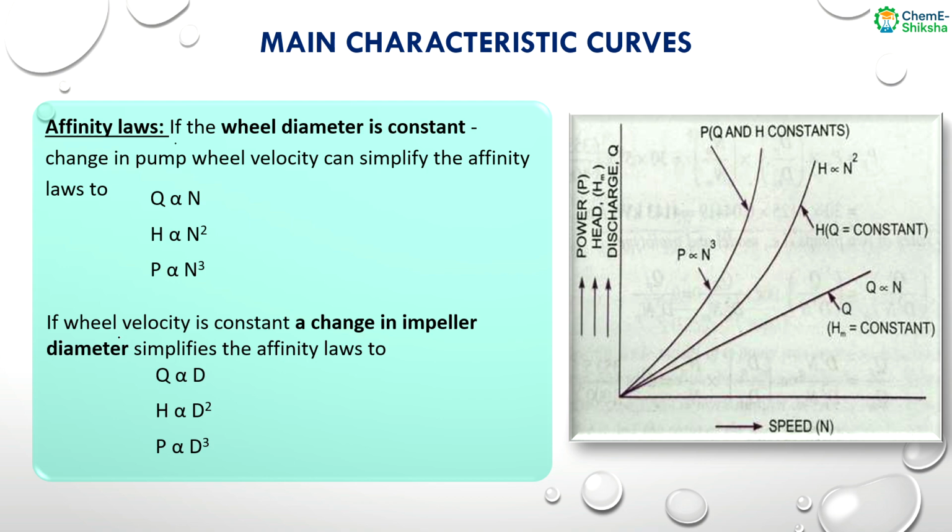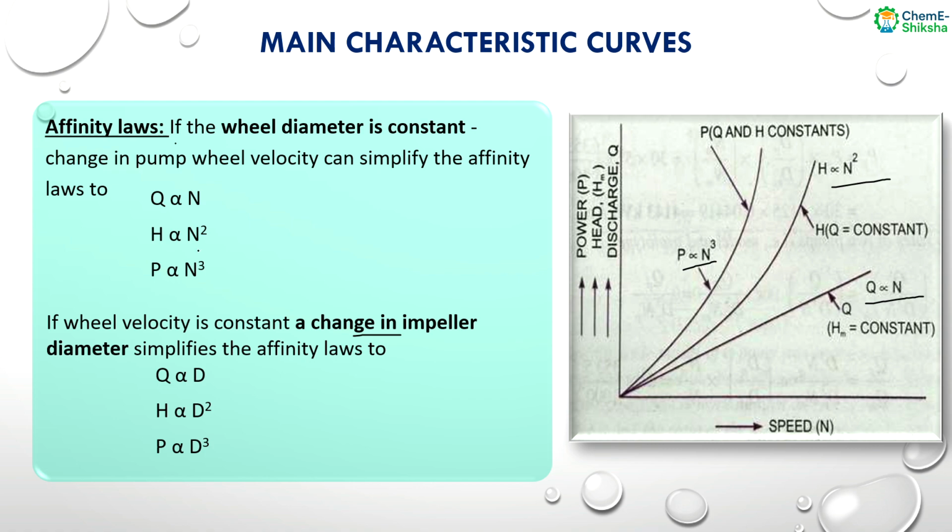Similarly, when N, the wheel velocity, is constant, how the impeller diameter D is affecting all these three things: Q, the flow rate, is proportional to D, H, the head, is proportional to D square, and P, the power consumption, is proportional to D cube. So these are the main characteristic curves: P is proportional to N cube, H is proportional to N square, and Q is proportional to N.